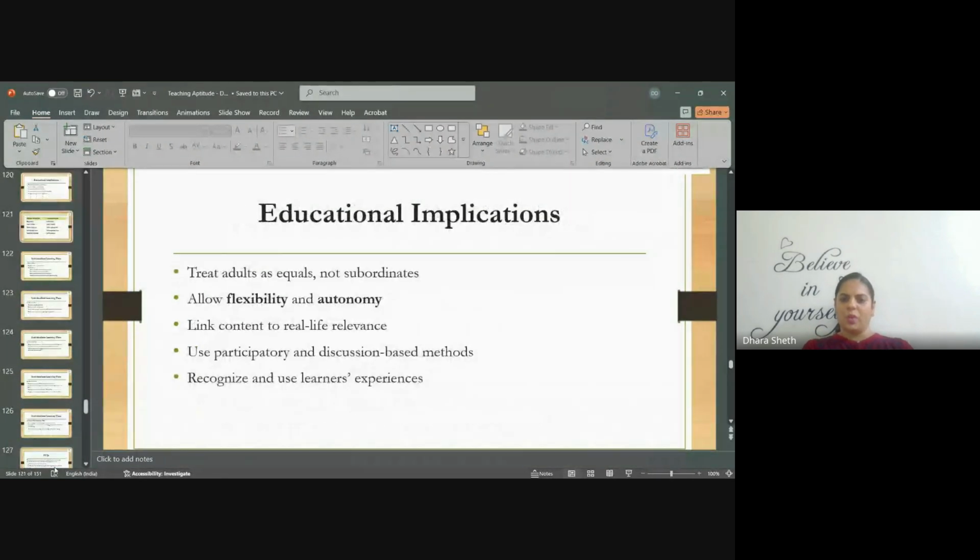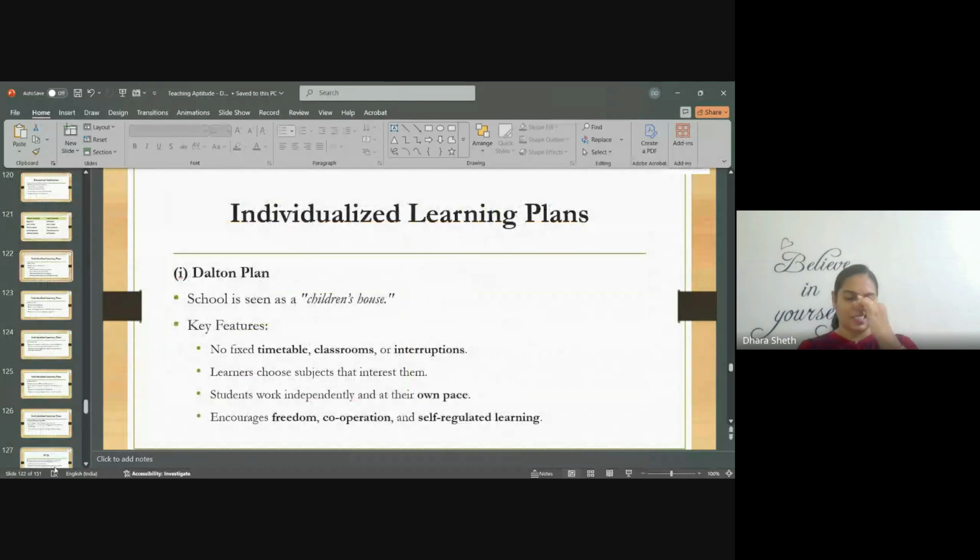The last very small concept for today. Individualized learning plans are those plans, like if you have to create plans for individual learners, how can you create them? So there are 5 ways for it.